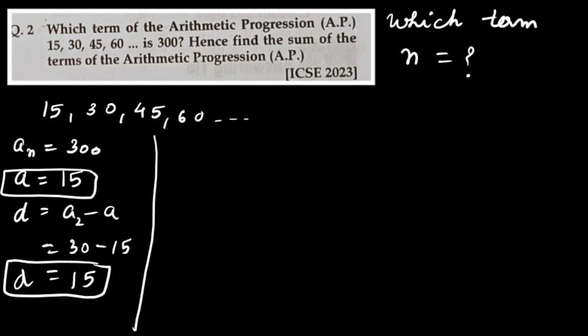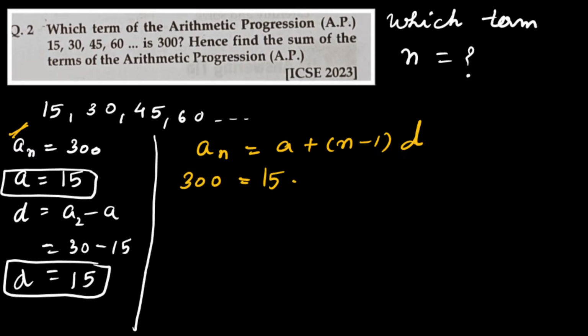Let's find now the value of n. For this type of question, we have to use the formula of an, because an is given to us. So an is equal to a plus n minus 1 into d. This we have done in MCQs also. Navya and Shriyasi have given the answer, 20th term. So let's check. an is equal to 300, is equal to a, which is 15, plus n minus 1 as it is, because we don't know n. D's value is also 15.